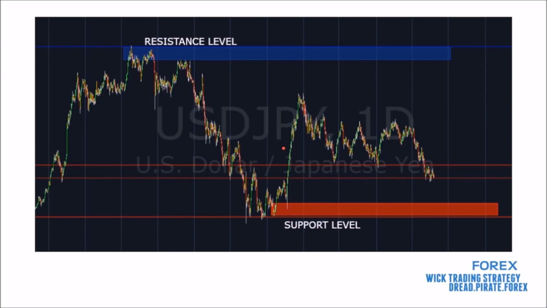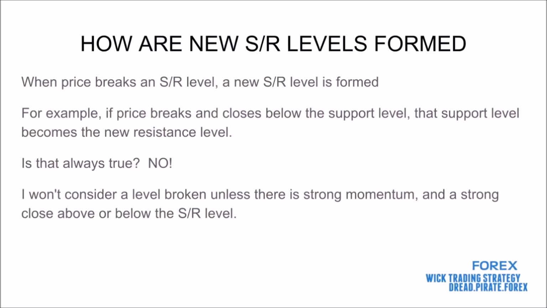So, this is just a really basic example of resistance and support levels. Up here at the top, you have your resistance level. And down here at the bottom is where you're going to have your supports. Tops are resistance. Bottom is support. Very simple. This is not a very detailed S&R chart. This is just a very basic one. We're going to get more in depth here in a little bit.